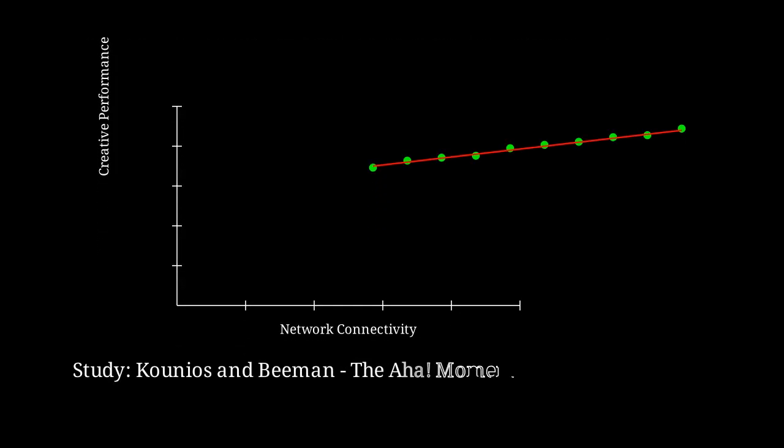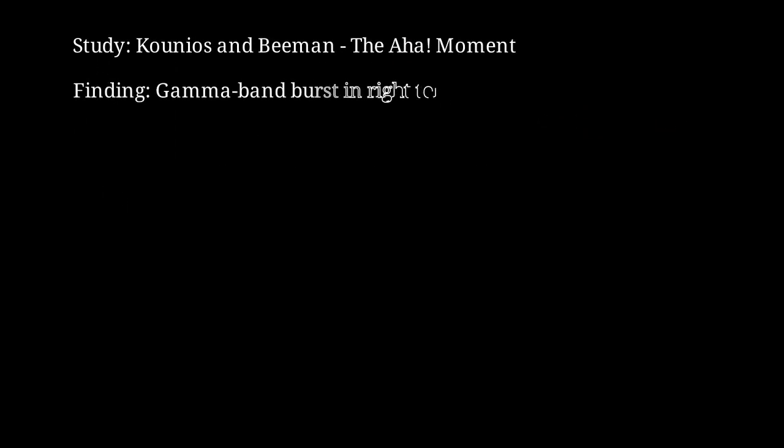Another important line of research comes from Kounios and Beeman, who studied the neural signatures of sudden insight, the aha moment. They found a distinctive burst of high-frequency gamma-band neural activity in the right temporal cortex about 300 milliseconds before people reported a sudden insight. This gamma burst represents the moment when distant associations suddenly cohere into a solution.